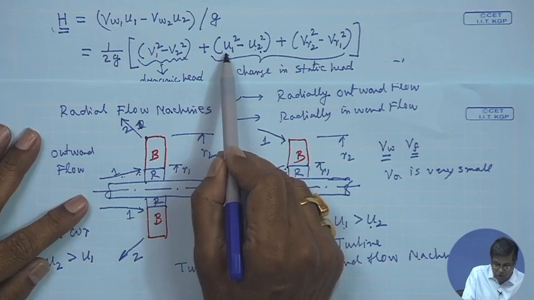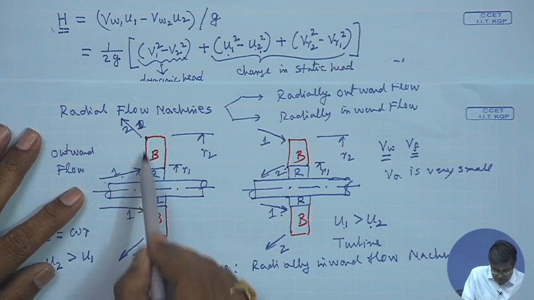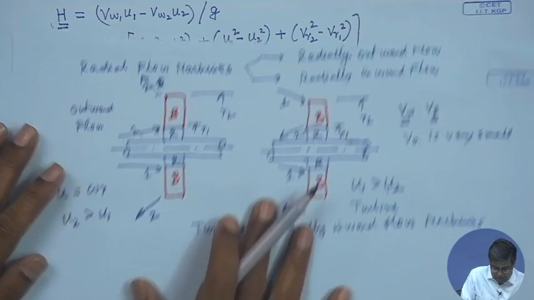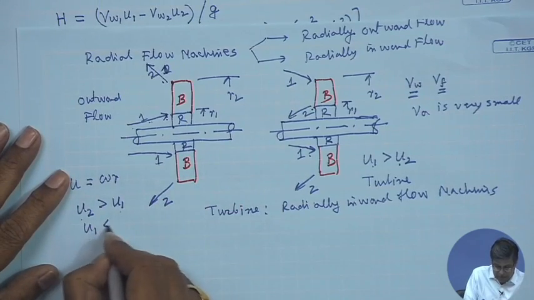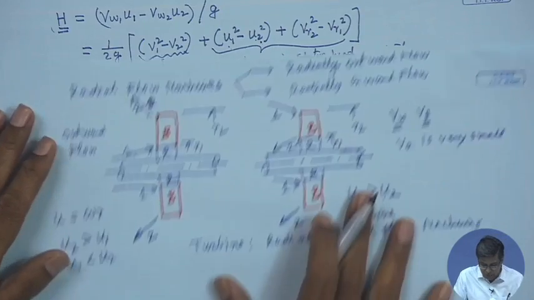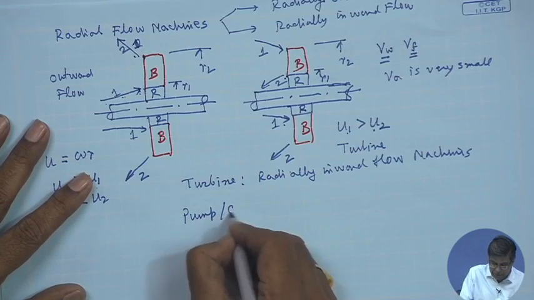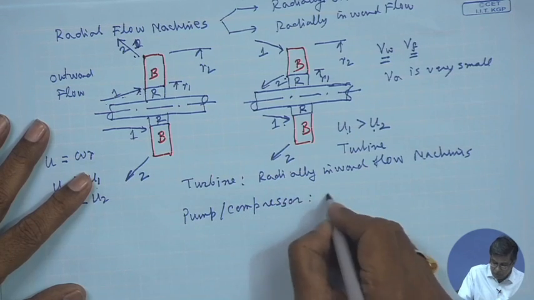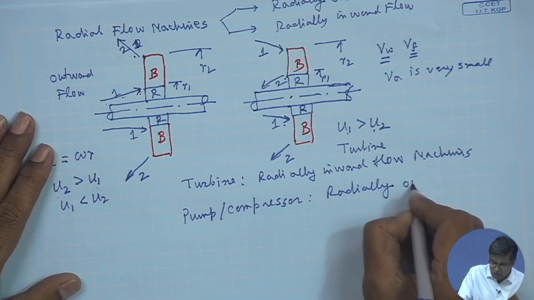That means U1 should be less than U2. So, in this case, the fluid should flow radially outward, so that the inlet U will be lower than the outlet U. That means here you see U2 is greater than U1, or you can write U1 is less than U2. So, this is negative. Therefore, for a pump or compressor, the machine should be radially outward flow.